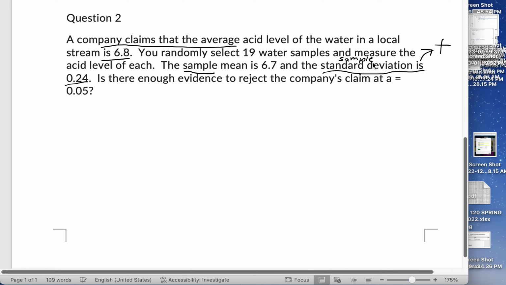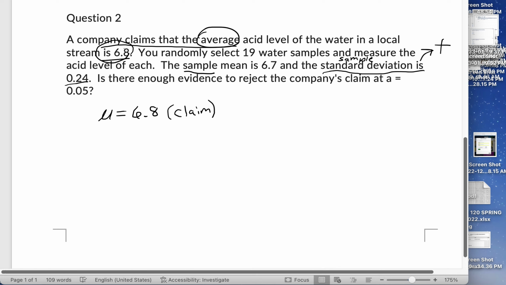Is there enough evidence to reject the company's claim at 0.05? There is no word to indicate greater or less, so I'm going to write my hypotheses based on that first sentence. The first sentence says that the average is 6.8. That is my claim. It says so in the sentence: a company claims that the average is 6.8.